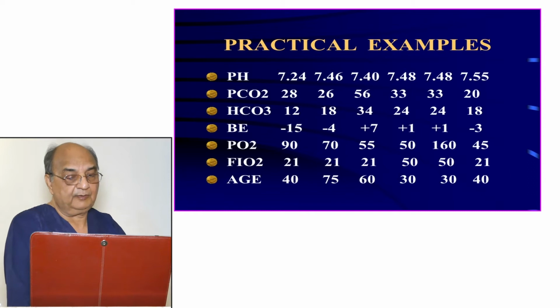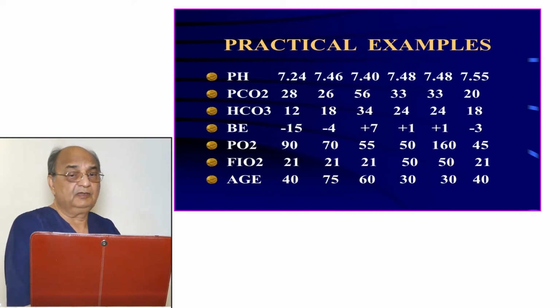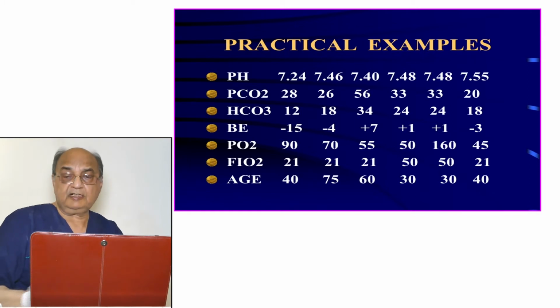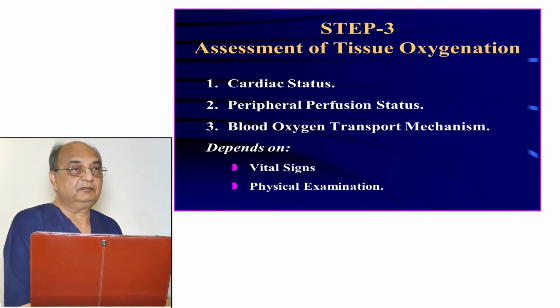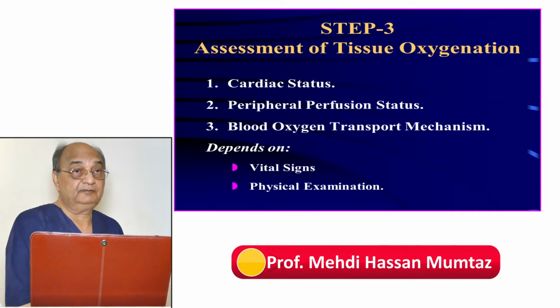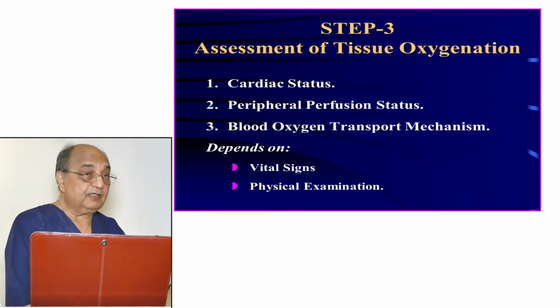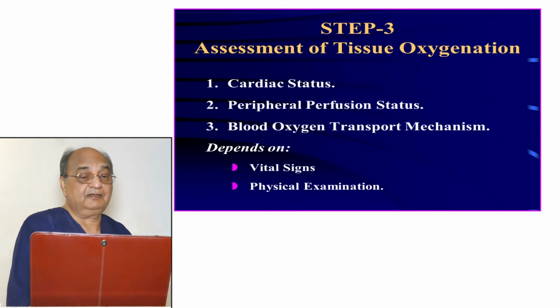So it means you will have to look at the vital signs and you will have to do the physical examination also. As far as the cardiac status is concerned, you look at the blood pressure: systolic blood pressure, diastolic blood pressure, pulse pressure, and mean arterial pressure. So every component of blood pressure is very important. Systolic has its own importance, diastolic has its own importance, mean arterial pressure has its own importance, and pulse pressure has its own importance. And try to analyze it.